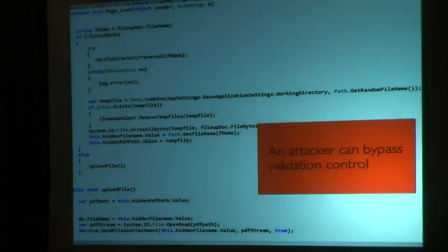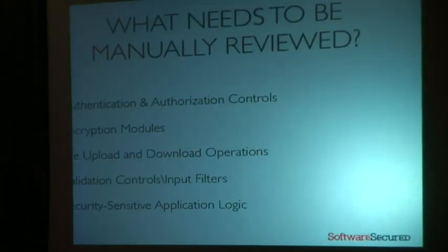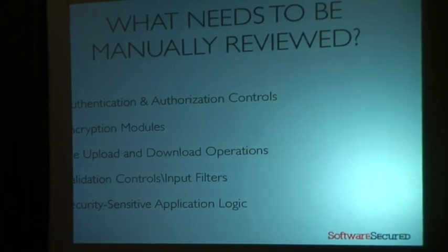So these are just examples of places or scenarios where a human is actually needed to look at the source code. Manual review is important, and these are the places that you need to look at: authentication, authorization controls, encryption modules, file upload and download operations, and validation controls, whether they are performing correctly or not. We've seen a lot of examples where input validation is done mostly based on blacklisting, and there are always holes in it, so you have to look at it. Also security-sensitive application logic, whether it can be influenced to do something malicious for the attacker.